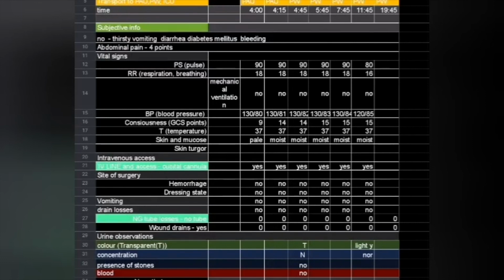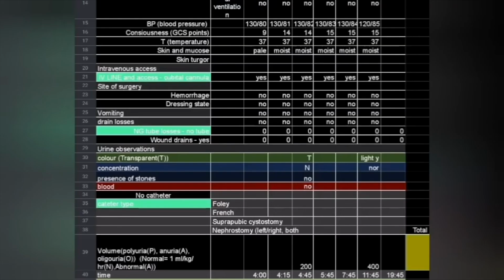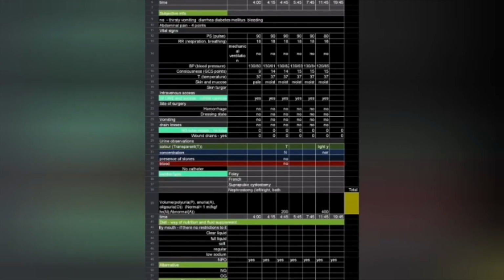Then we can observe the other re-examinations and need to key in the data so that we can keep up the patient's observation. Then we can keep up the patient's condition. That's all.